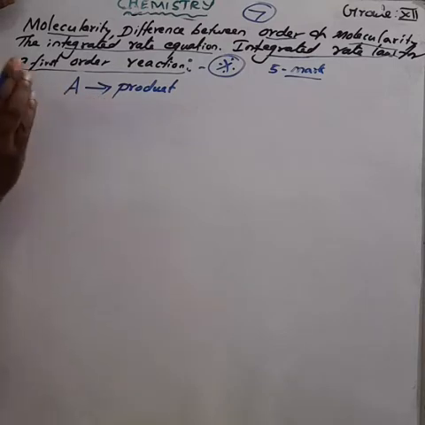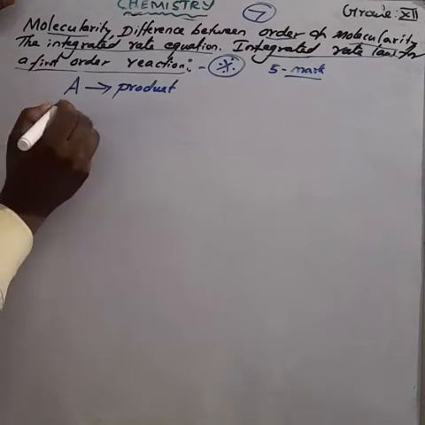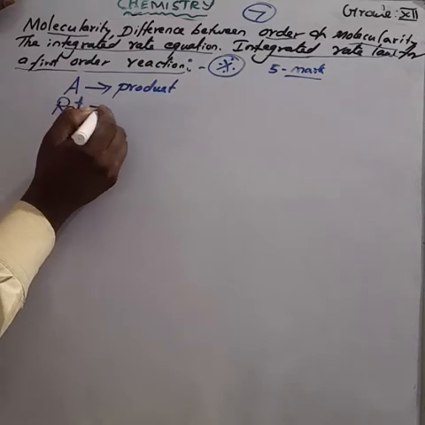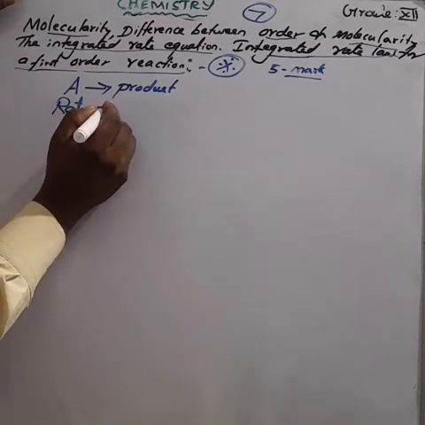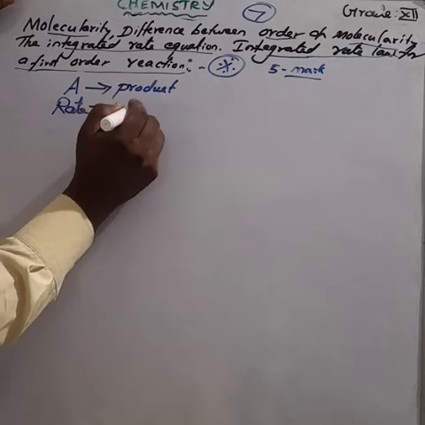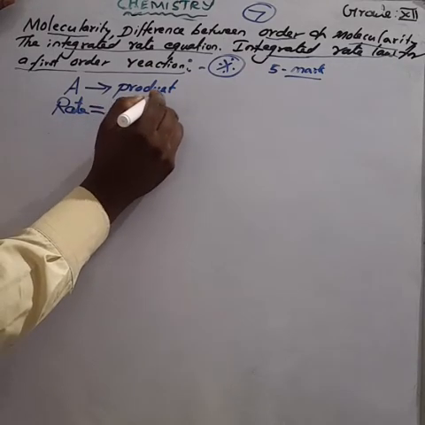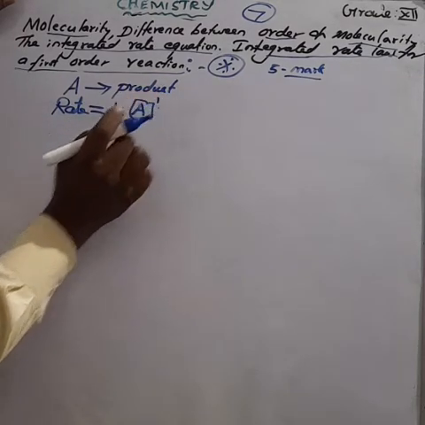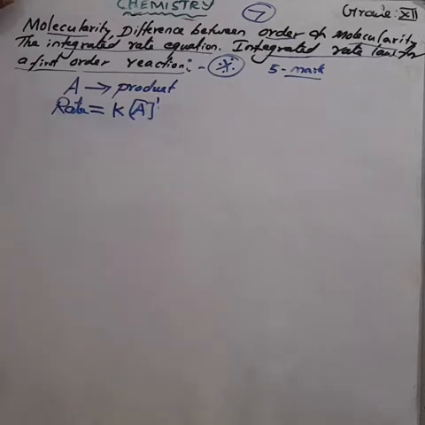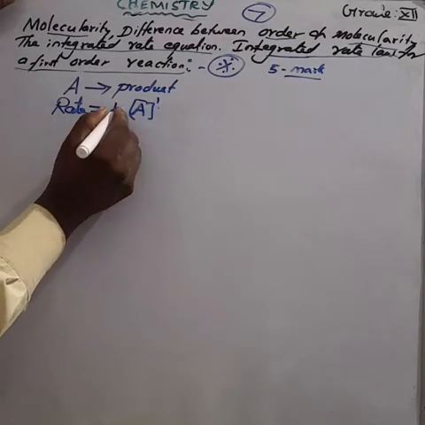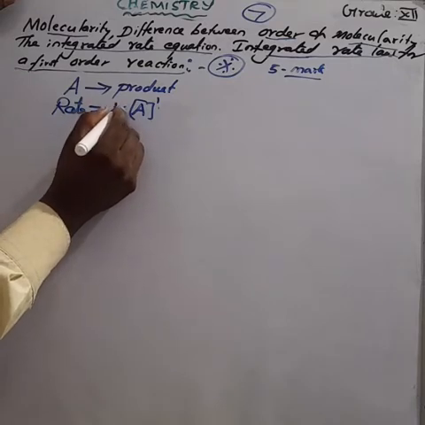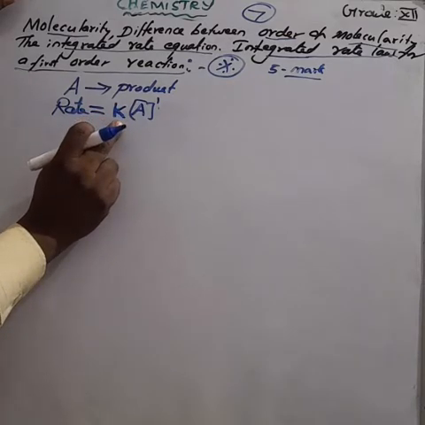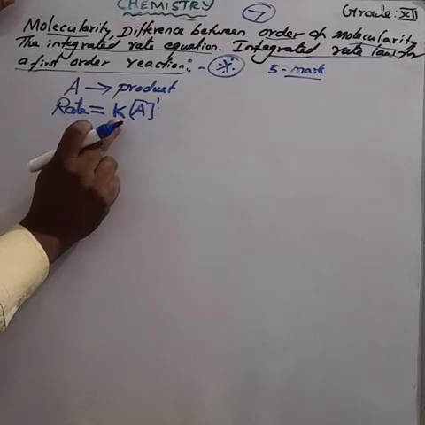The rate law can be expressed as: how will you write the rate? Rate is equal to k[A]^x, that is, the concentration of A to the power 1. The power 1 denotes a first order reaction. What is the K of this reaction? K is the first order rate constant.